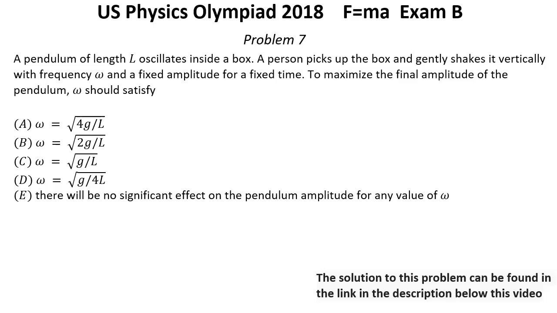In the frame of the box, vertical shaking is equivalent to having g oscillate with the frequency omega. To increase the amplitude, gravity should be strong when the pendulum is moving down and weak when it is moving up. Because this happens twice, when the pendulum is moving down and moving up, there must be 2 oscillations per oscillation of the pendulum. So omega must be equal to 2 times square root of g over L, which is answer A. That was the solution for problem number 7.